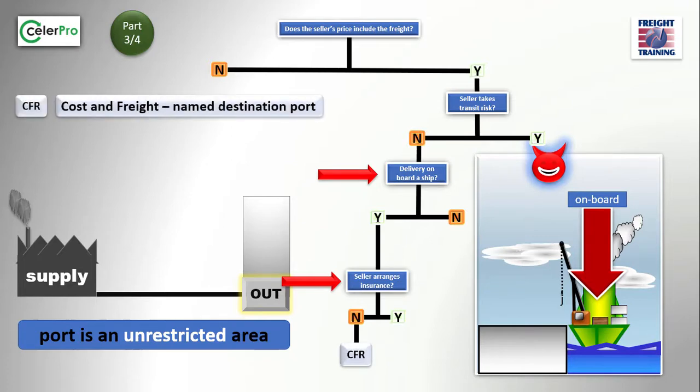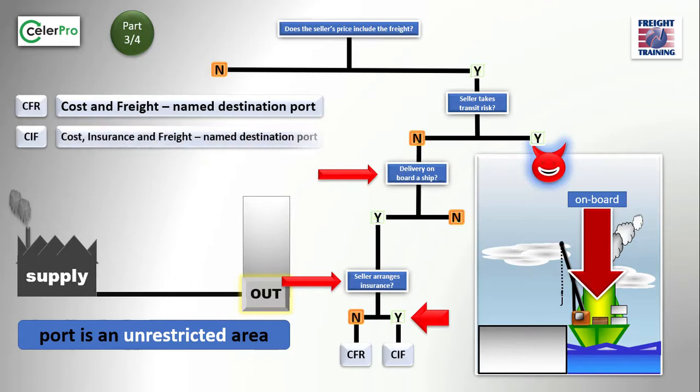CFR represents the expression cost and freight, and is completed by the naming of the port to where the freight has been arranged to, and which is prepaid for by the seller. If, however, the seller must procure insurance for the buyer's risk, and the answer to the question is therefore yes, you are considering a CIF contract. This is cost, insurance, and freight. Again, naming the port in the buyer's country, and this time the seller must procure both the freight and the marine insurance cover through to that port.